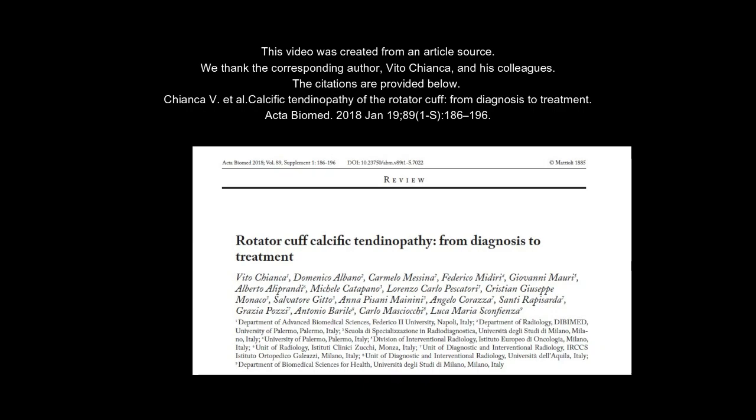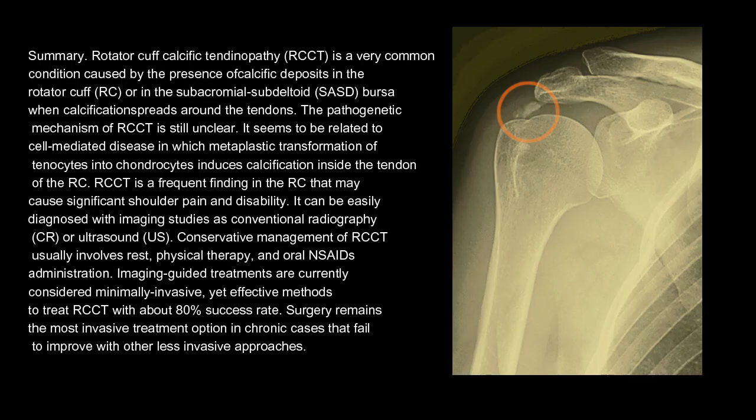Summary. Rotator cuff calcific tendinopathy, RCCT, is a very common condition caused by the presence of calcific deposits in the rotator cuff, RC, or in the subacromial subdeltoid, SASD, bursa when calcification spreads around the tendons. The pathogenetic mechanism of RCCT is still unclear.